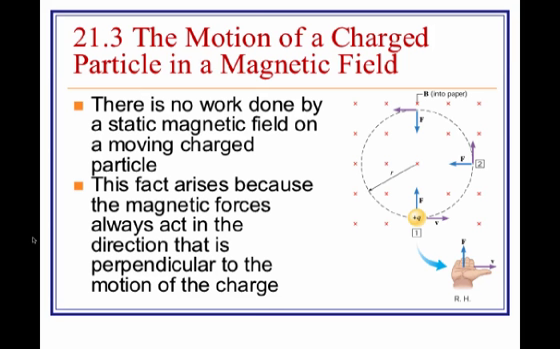Now, in this case, we have a charged particle. It's moving in a magnetic field. The magnetic field exerts a force. This causes the charge to move in a circular manner, and it goes around in a circular path.